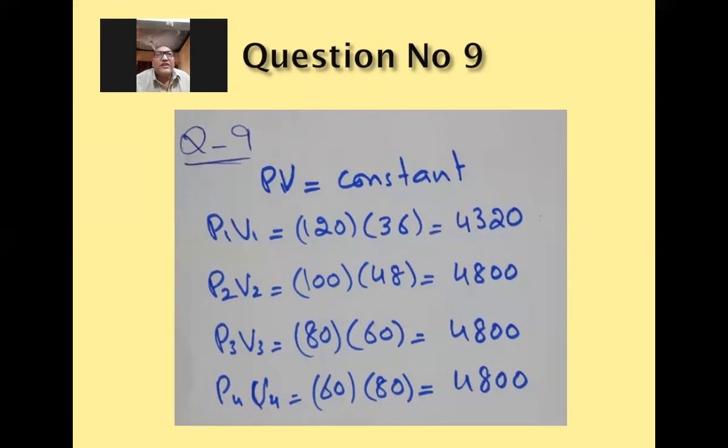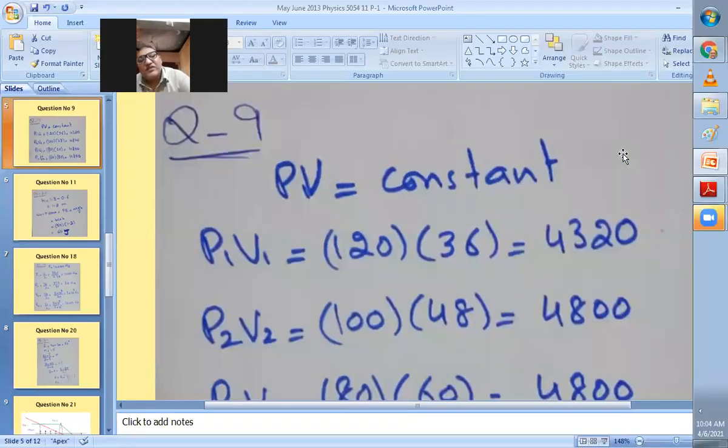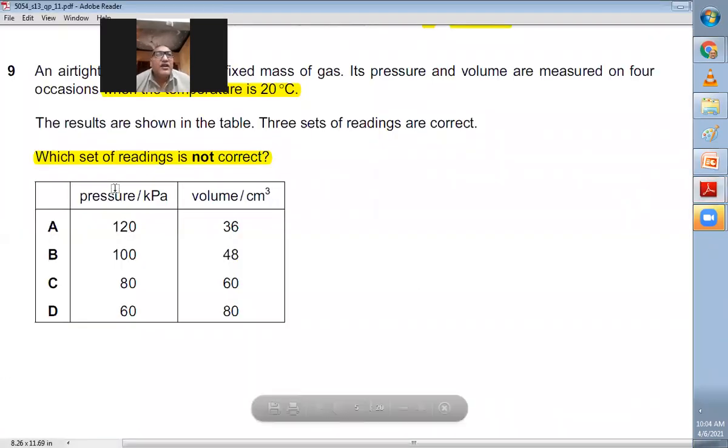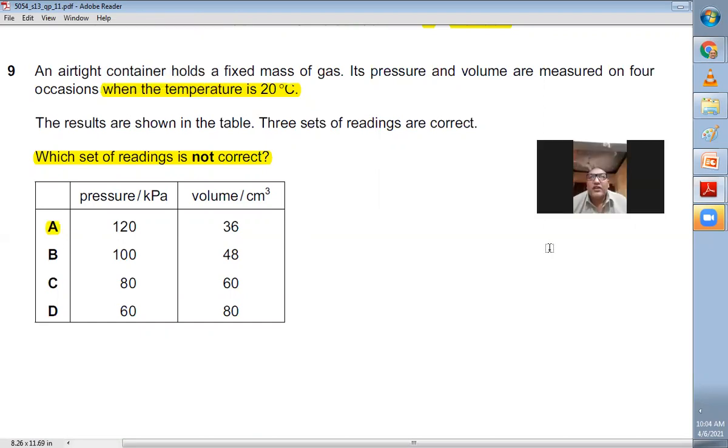The product of the pressure and the volume, when the temperature is constant for a gas inside a cylinder, should remain the same, constant. But in the first option, the product is 4320. So it means the first one is not the right answer. We were supposed to choose which was not the right answer. So A is right. A is the one whose product is not the same. Okay, so A is the choice.